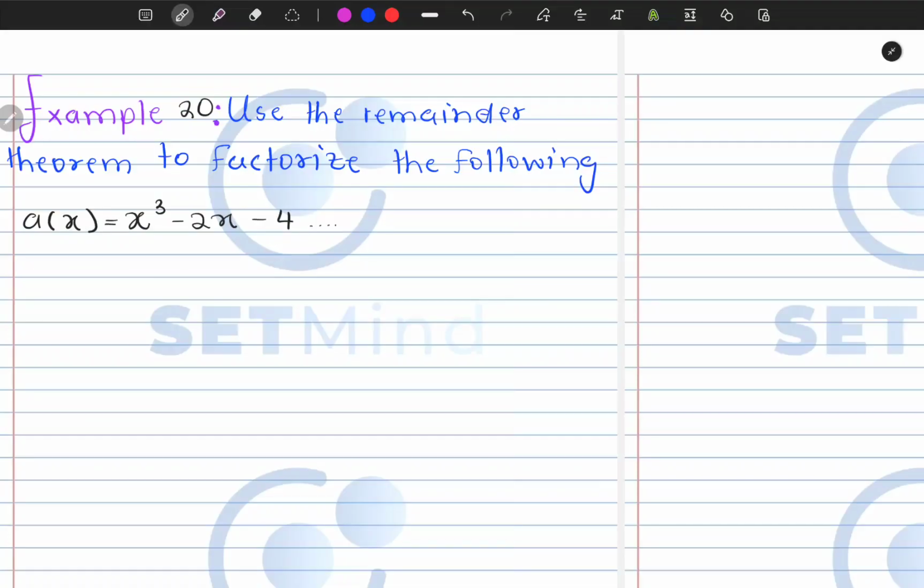So what I'm going to try is a of 1, which you can easily see is not going to work. Minus 2 into 1 minus 4. If you look carefully, this will be 1 minus 2, which is negative 1, minus 4, which is minus 5. And as you can see, this is not equal to 0, which means that x minus 1 is not a factor, because that 1 is not working.